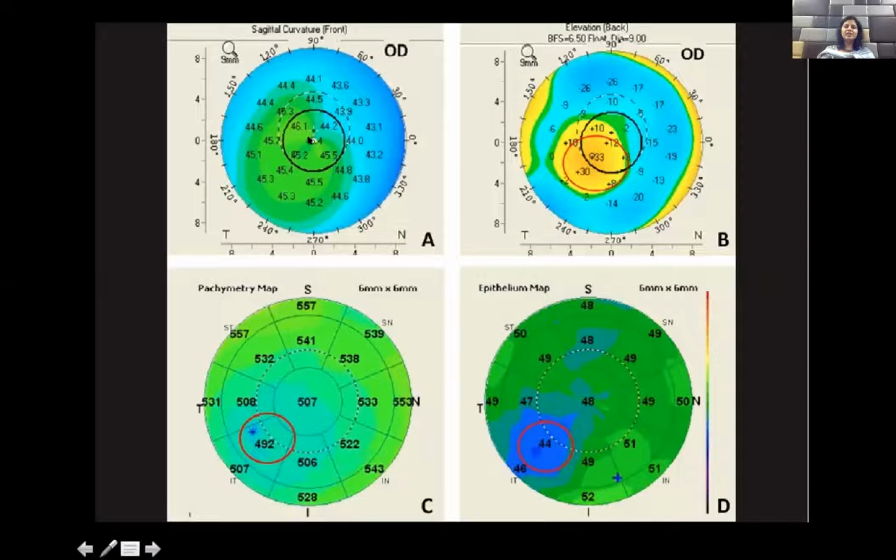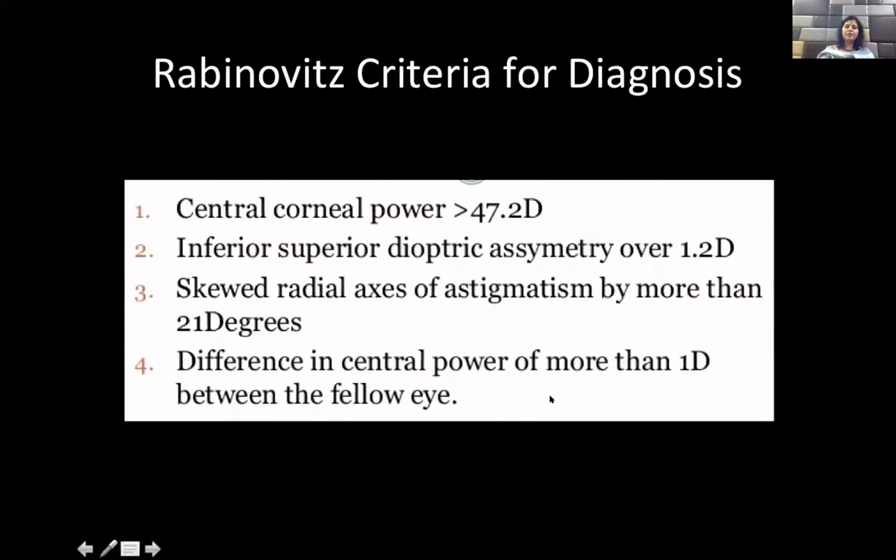So if you look at this map, this is a patient wherein the sagittal curvature looks okay. When you look at the back elevation, you see a slight protrusion, and there is slight thinning in the pachymetry map over here. And when you do the epithelial thickness map, you can see that the epithelium is thinned in that area of the potential cone. So that gives you an idea that there's thinning of the epithelium happening here, and you could pick up early cases of keratoconus.